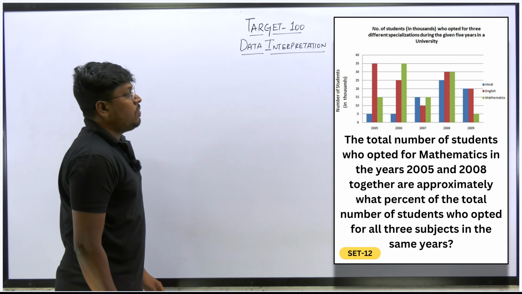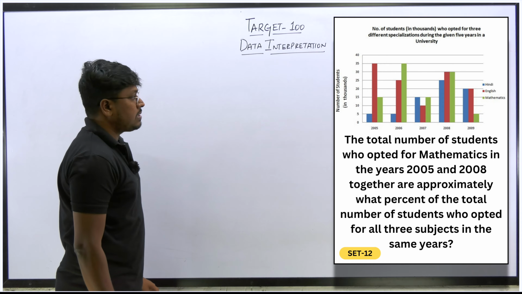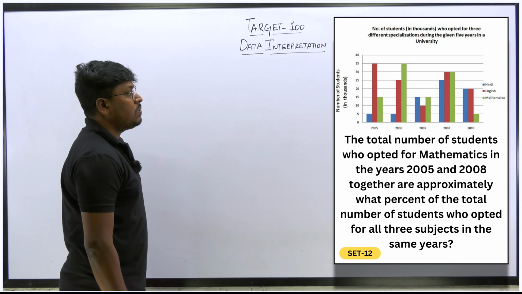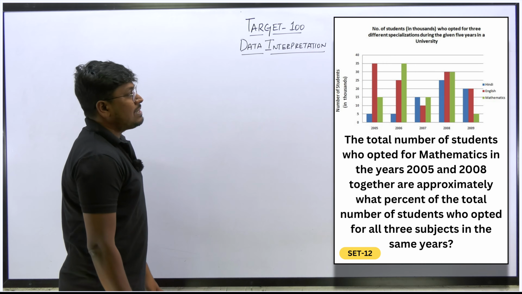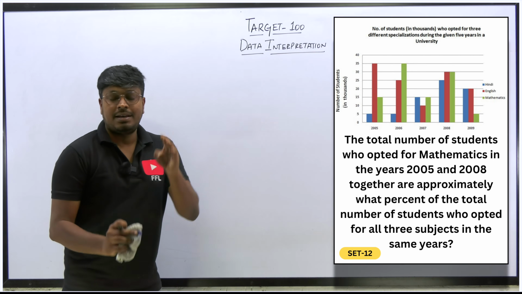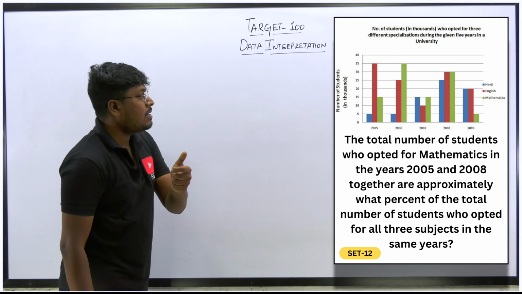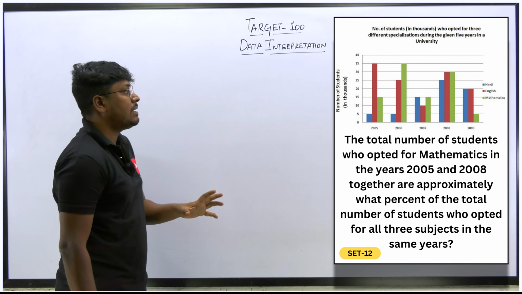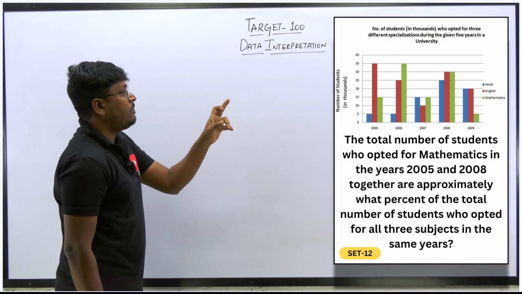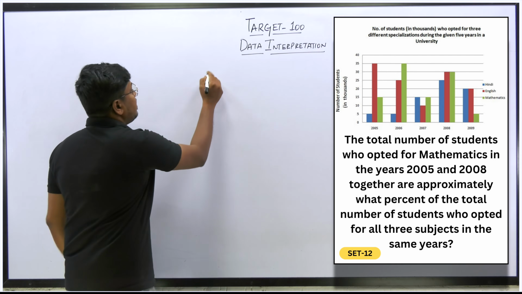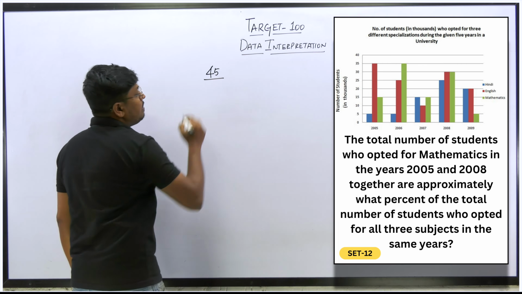So question number 4: the total number of students who opted for mathematics in the years 2005 and 2008 together is approximately what percentage? Again, approximately what percentage? X by Y into 100. So the numerator will be the students in the years 2005 and 2008 for mathematics. So 2005, 15, 2008, 30. So 15 plus 30 will be 45. So the numerator value will be 45.